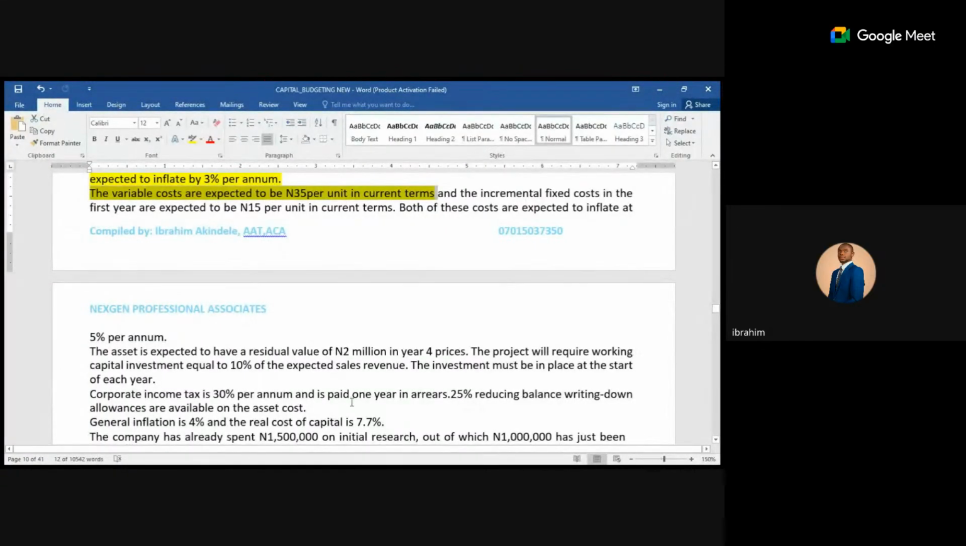Okay, your explanation makes sense that the current terms will be at year 0. Is that not so? And the current term itself is a real cash flow. So after year 0, because both of these costs are expected to inflate per annum, year 1 will be raised to power 1. Year 2 will be raised to power of 2. Class, are we still together? Yes, sir. Okay.